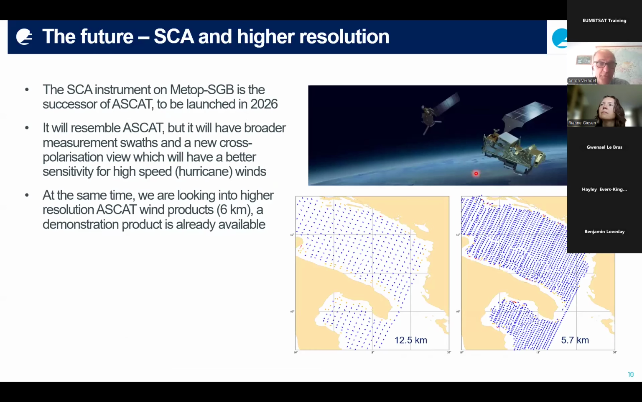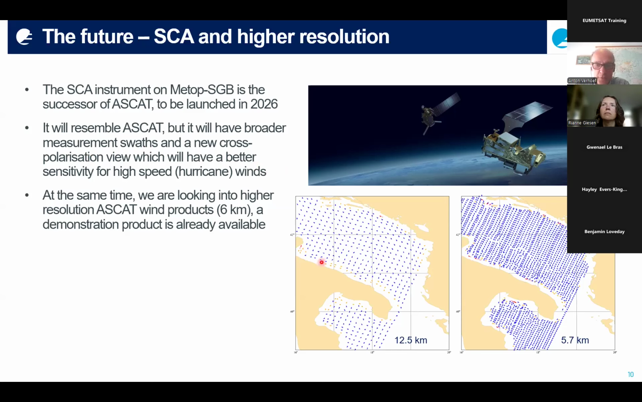Then a few words about the future of OSI SAF winds. Next year, the METOP second generation B satellite will be launched. It will carry a SCA instrument, which is the successor of ASCAT. This new instrument will resemble ASCAT, but it will have somewhat broader measurement spots, so a better coverage, and also an extra channel with cross polarization. I will not go into the detail, but it's more sensitive to high wind speeds, so it can more accurately measure the hurricane wind speeds. So that's for the near future.